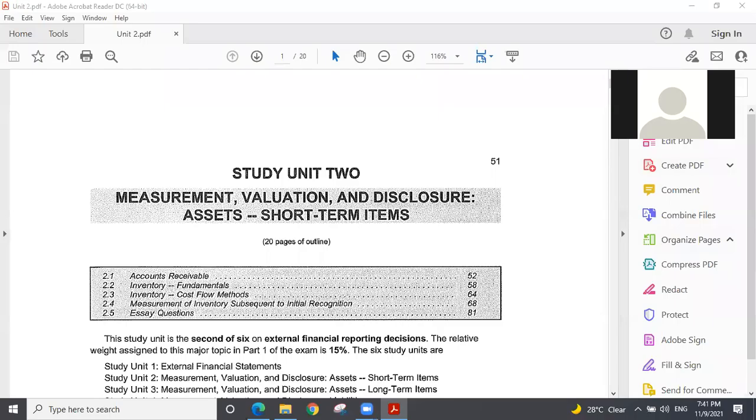In the second chapter. We are about to start the second chapter. Okay. Bismillah. Okay.